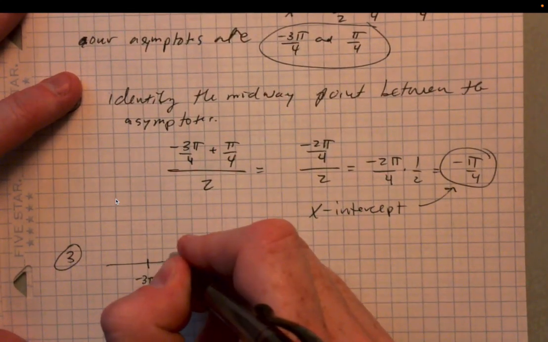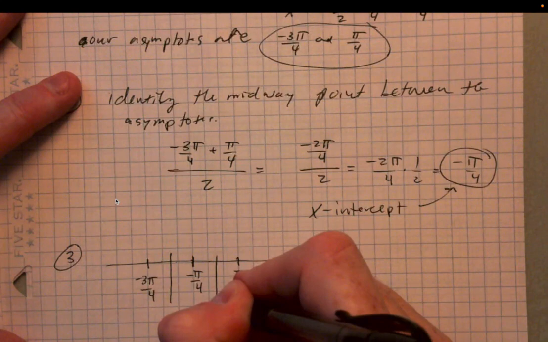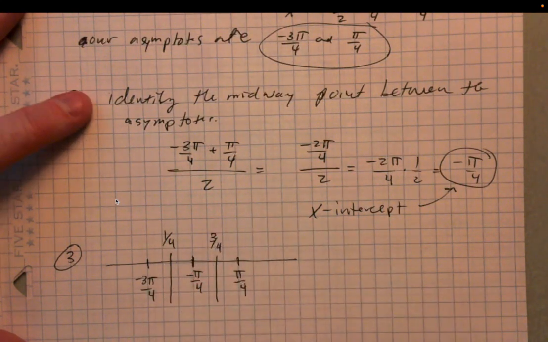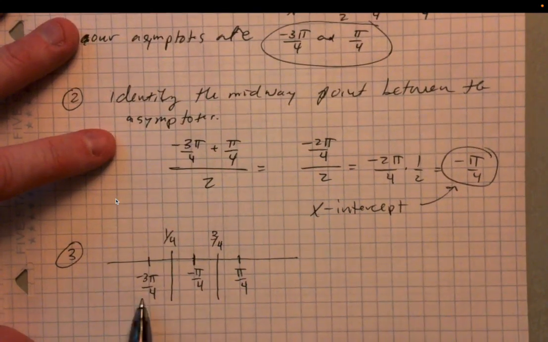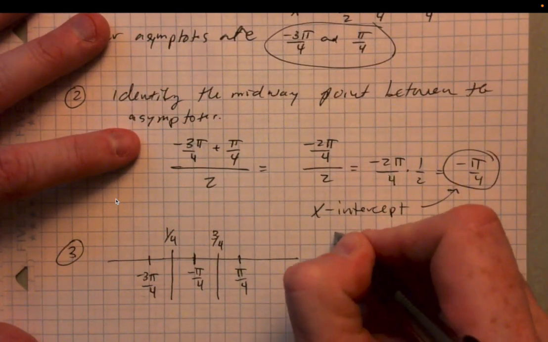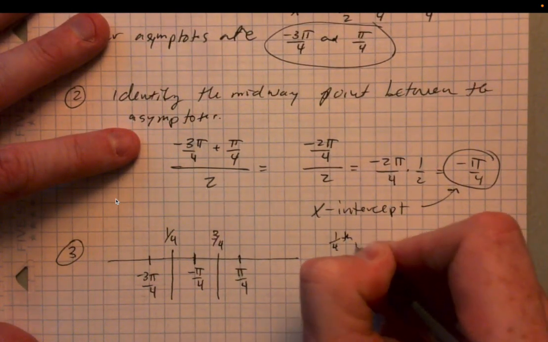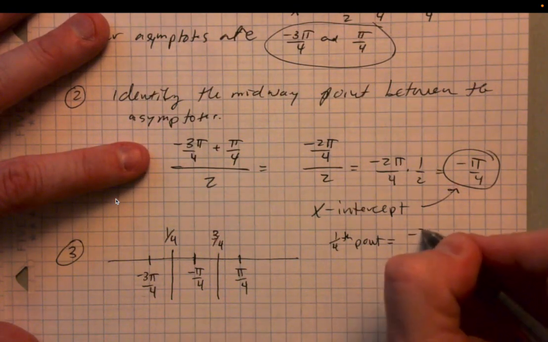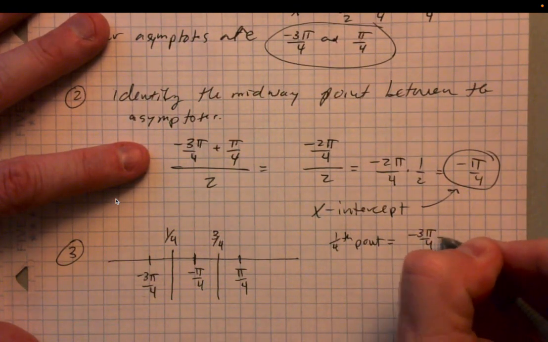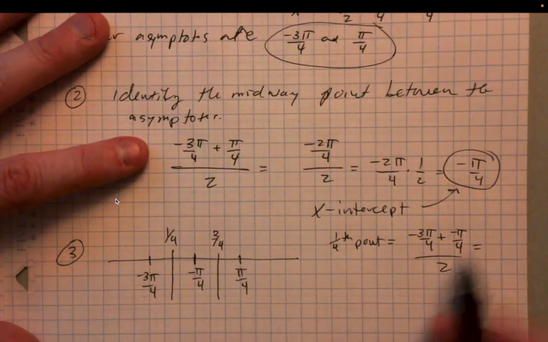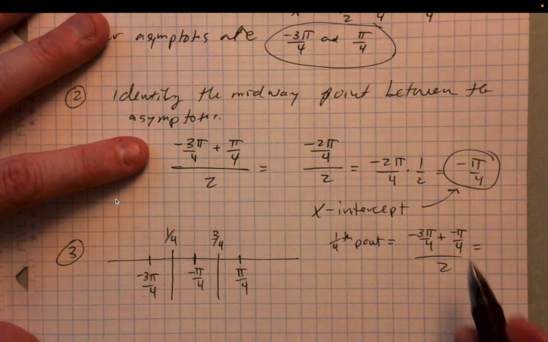So I need to know what's here and here. Right, this is the 1/4 point, this is the 3/4 point. Well, I could just add these together and divide by 2 again, right? So I could say the 1/4 point is going to be equal to negative 3 pi over 4 plus negative pi over 4 over 2. Right? And if you do that math, you'll see that that's negative pi over 2.